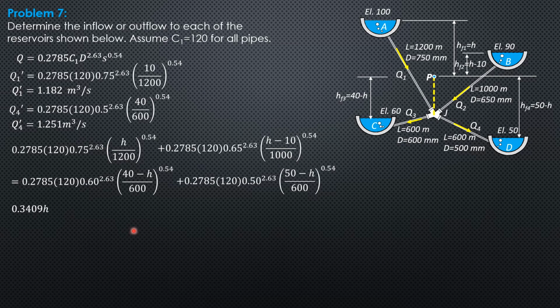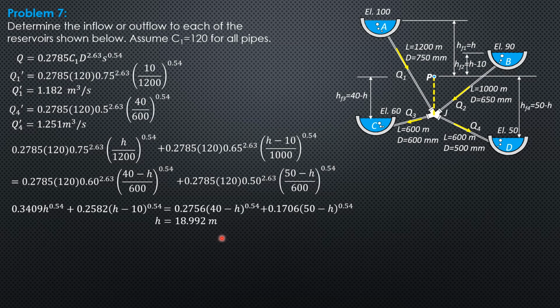Simplifying all these terms, 0.3409 H to the 0.54 plus 0.2582 quantity H minus 10 to the 0.54 equals 0.2756 quantity 40 minus H to the 0.54 plus 0.1706 quantity 50 minus H to the 0.54. The expected value of H is between 10 and 40. So try any values between 10 and 40, then solve this equation by trial and error. Then H is 18.992 meters.